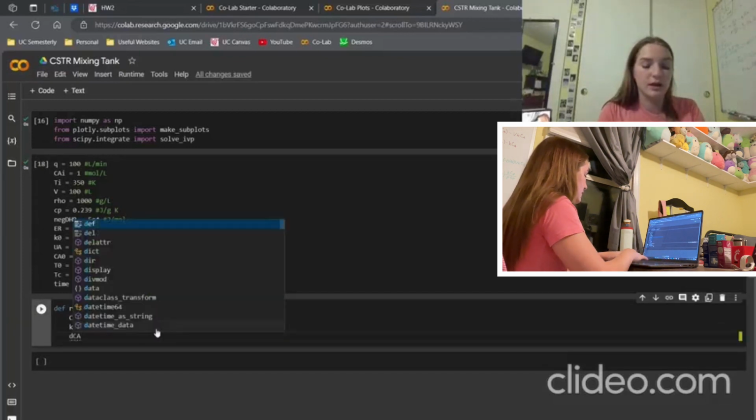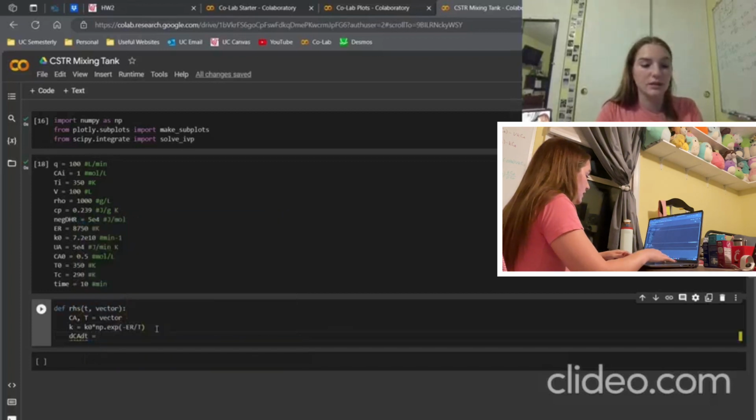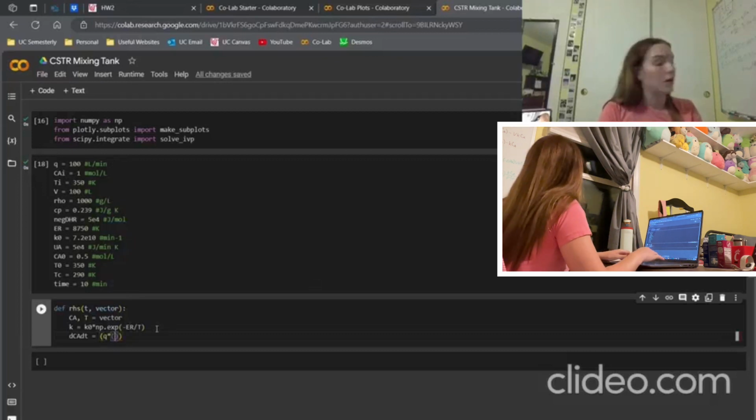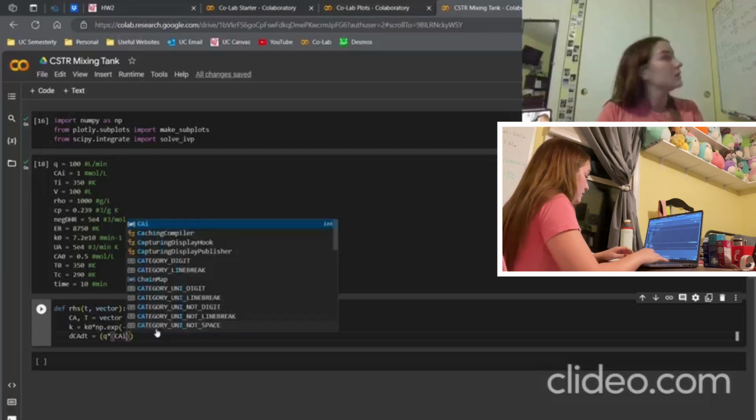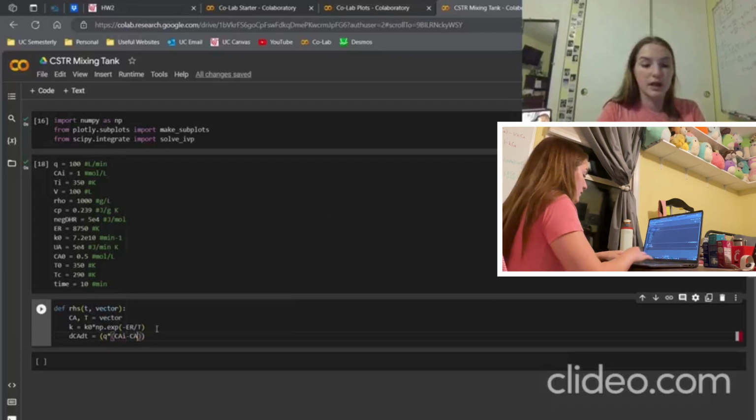So we can do dCA dt is equal to Q times our CAI minus our CA, all of this divided by our volume, and then we're also going to subtract our K times our CA.